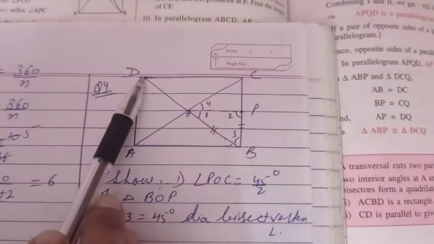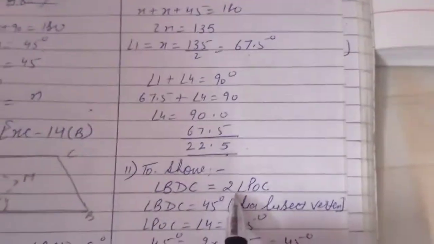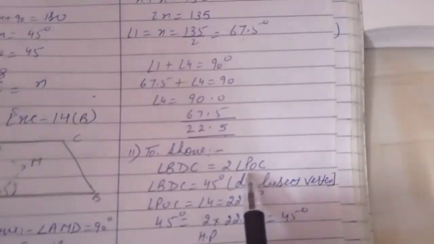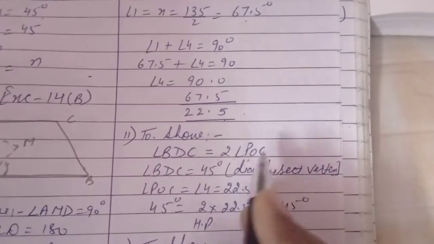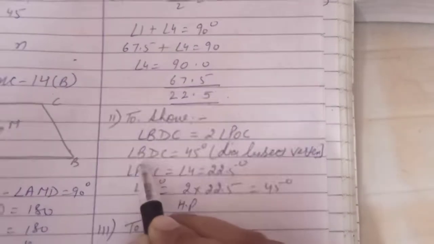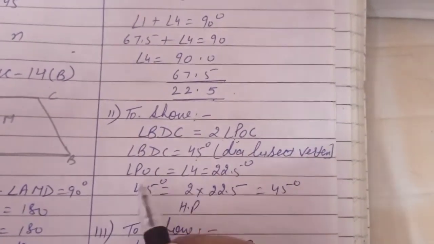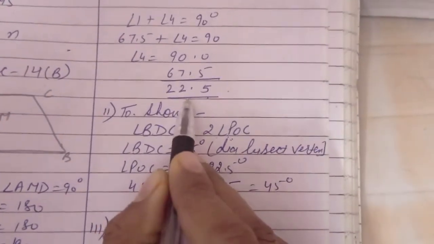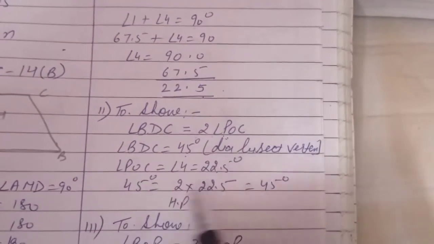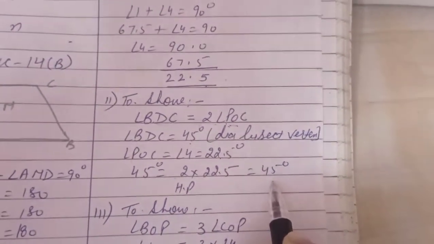Second part, show that BDC. Where is angle BDC? This angle, it is 45, equal to twice of POC. POC is what? Angle 4. Clear? So angle POC we already got 22.5. See, BDC will be 45, I told you. Diagonal bisects the vertex angle, and POC we already found 22.5. So put the value in this expression. Left hand side is equal to right hand side.